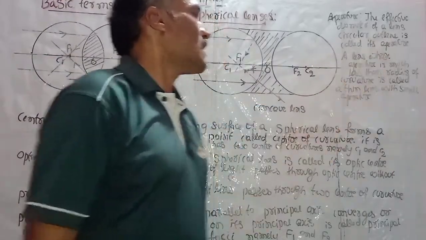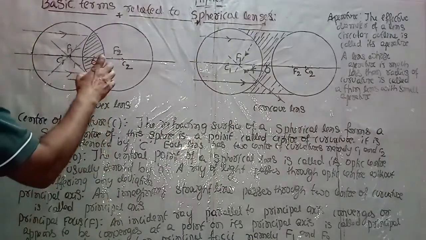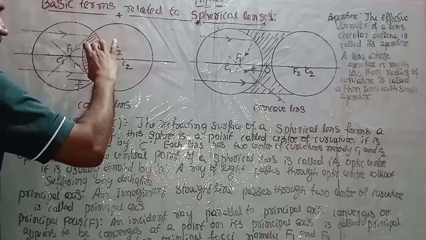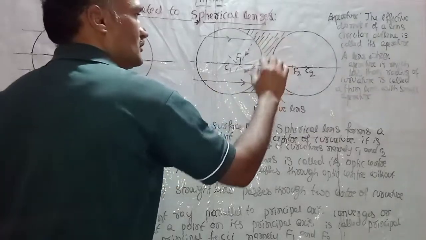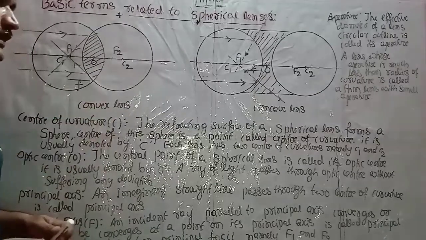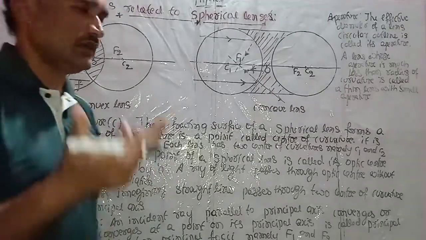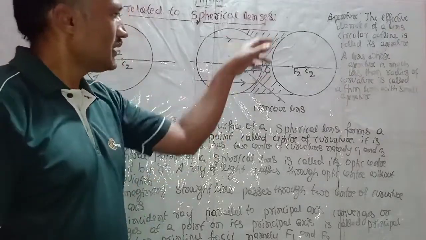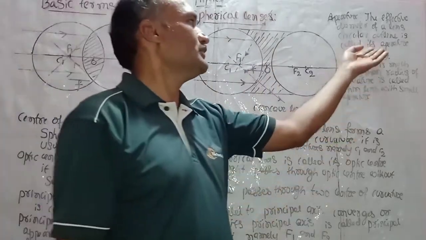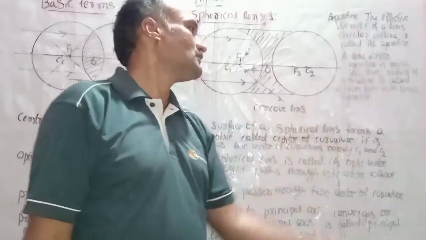A lens whose aperture is small, if the aperture or height of a lens is small, that lens is what we call a thin lens with a small aperture. So easy to keep it in mind. The height of lens is called aperture, or you can keep this definition in mind also.